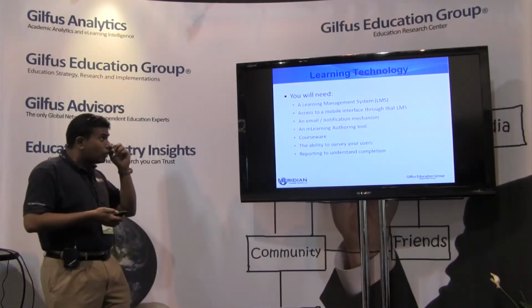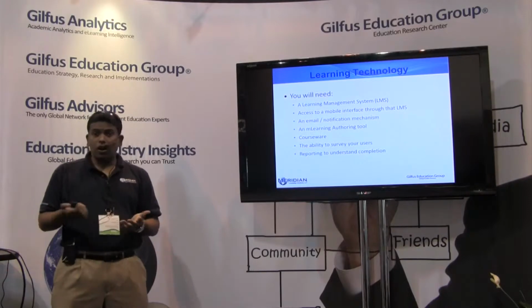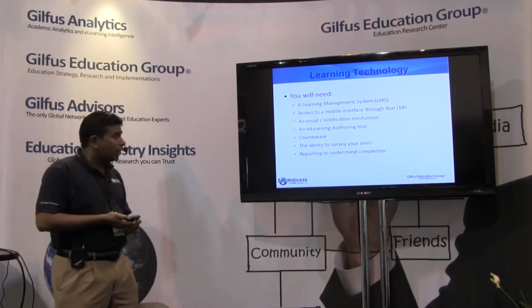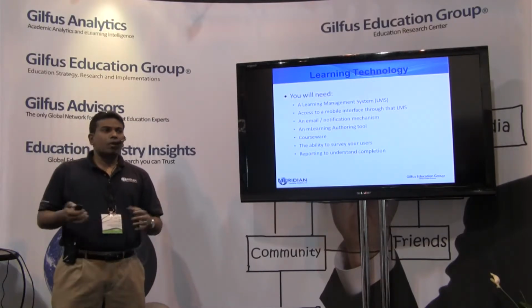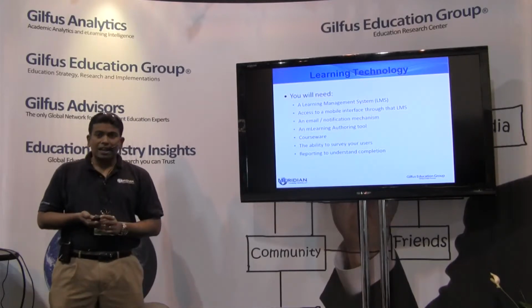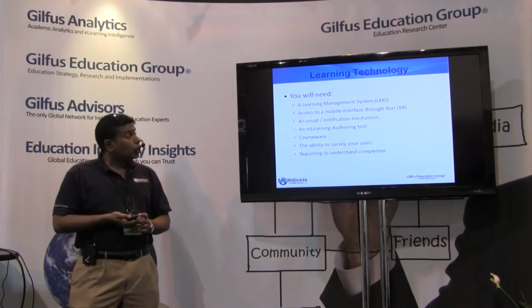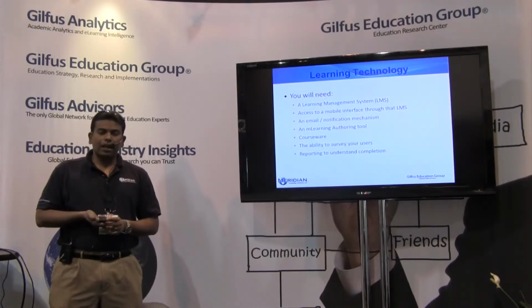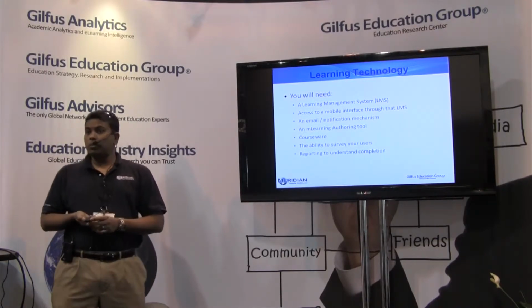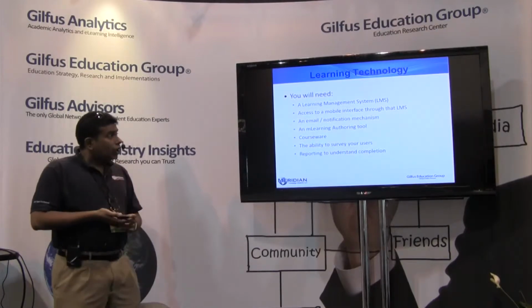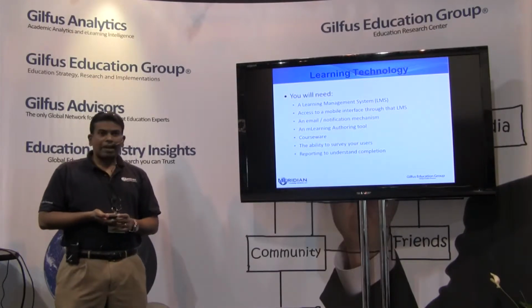So let's go through a checklist of what you will need in order to deploy a mobile training strategy. So from a learning technology standpoint, you need obviously access to a learning management system. This becomes a fundamental system or infrastructure in place that allows you to track your training and be able to report back on your training. You also need to have a mobile interface that will allow you to access your LMS through a mobile device. And then you also need an email notification mechanism.